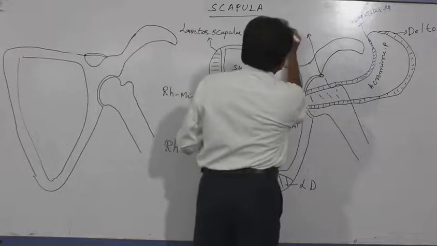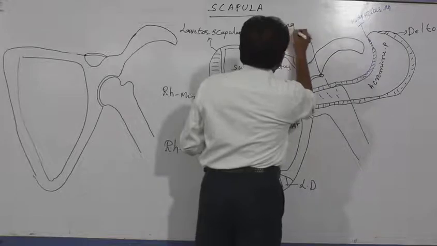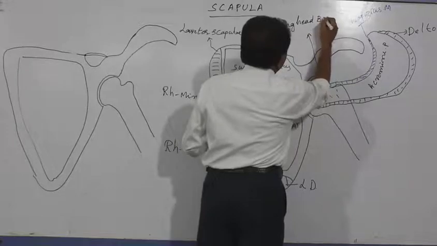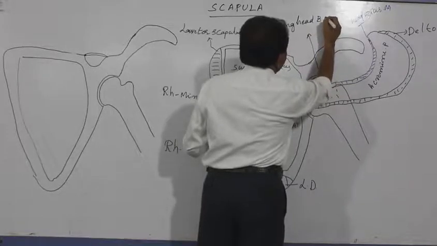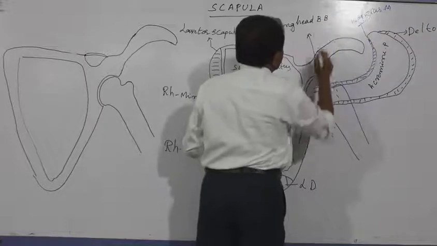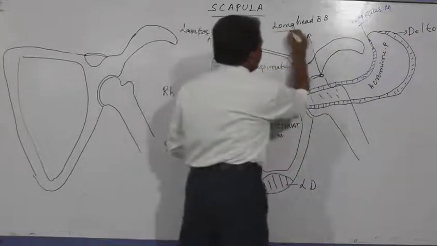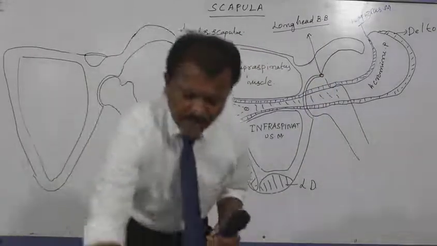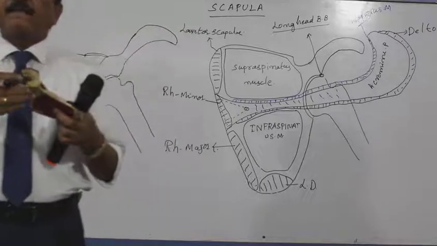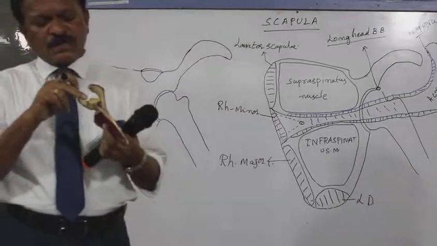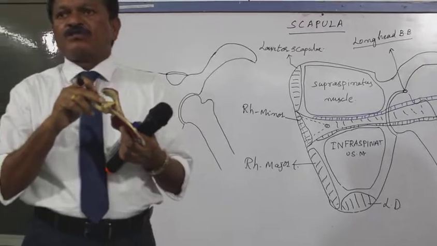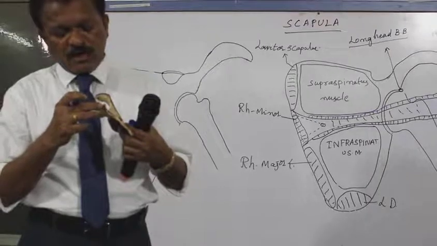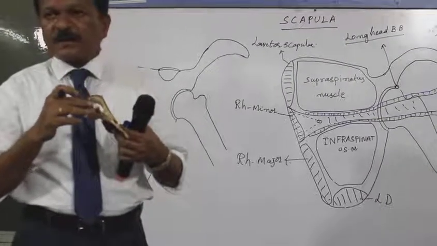the long head of the biceps brachii muscle. The long head of the biceps brachii arises from the supraglenoid tubercle. The supraglenoid tubercle is located here, superior to this. Here there is an elevated part, and it is called the supraglenoid tubercle. Inferior to this it is called the infraglenoid tubercle, and the infraglenoid tubercle is present inferiorly.